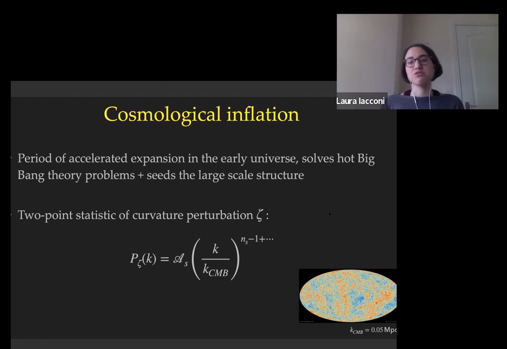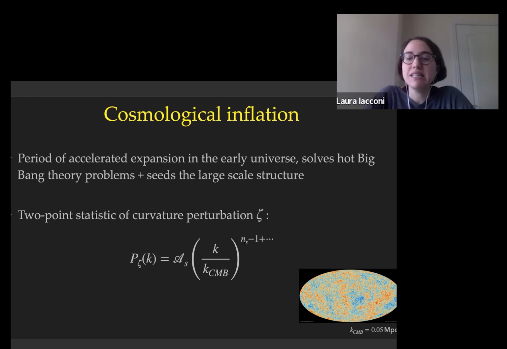The best way of describing the curvature perturbation produced during inflation is through statistics. And the first thing you want to look at is the two-point statistic of zeta, also known as the scalar power spectrum. One of the possible ways to parameterize the scalar power spectrum is through a power law, where here you see A_S is the amplitude, then we have a scaling with respect to the CMB scale in this case, and a tilt that is n_s minus 1 for the simplest models.